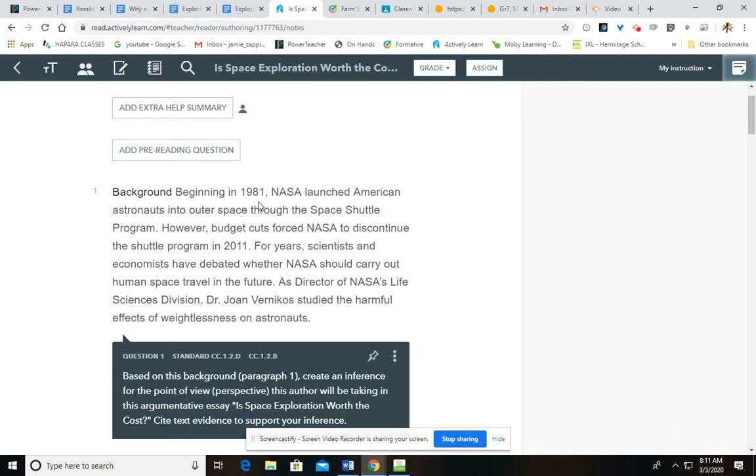In this background section, we see that NASA launched astronauts into a program and that budget cuts forced the discontinuation of the shuttle program. It also discusses that scientists and economists debated whether NASA should carry out space travel in the future. This says that the individual who wrote this is the director of NASA's Life Sciences Division. Yes, she studied the harmful effects of weightlessness on astronauts, but she's a doctor who works for NASA.